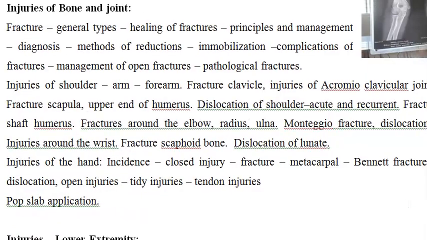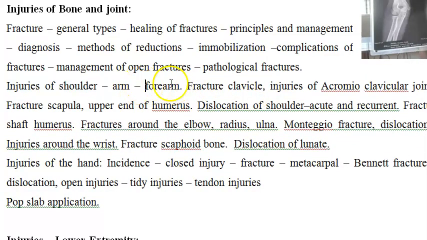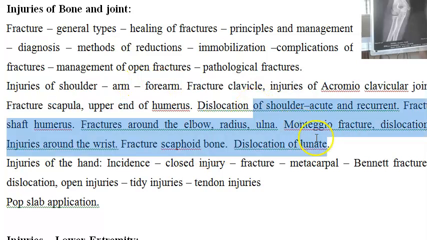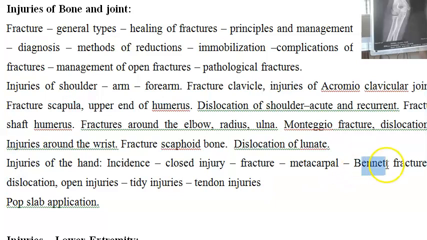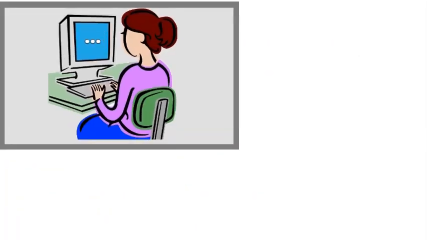You can look at all the details here, isn't it? So for every bone they have kind of mentioned. So just look at all the details here. Okay. Some of these fractures will have names. Bennett fracture, then POP slab application, what all that is. So we are looking at the syllabus of what?